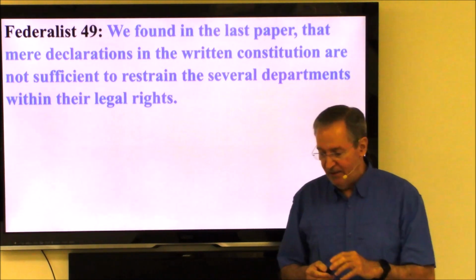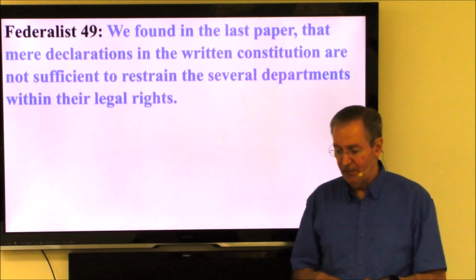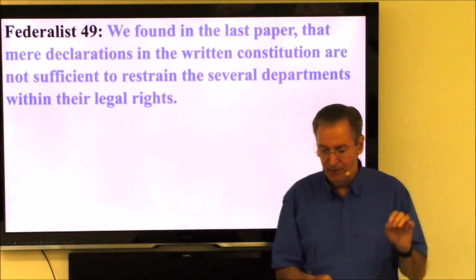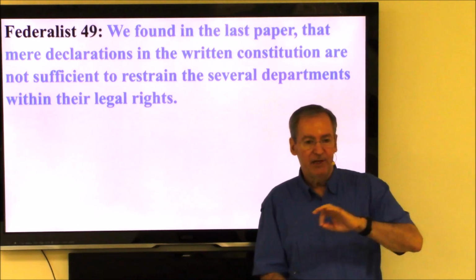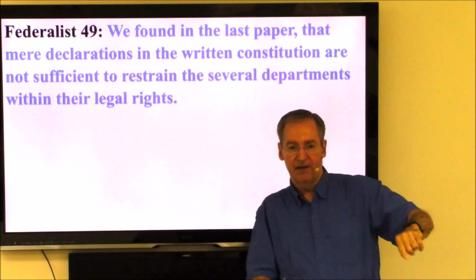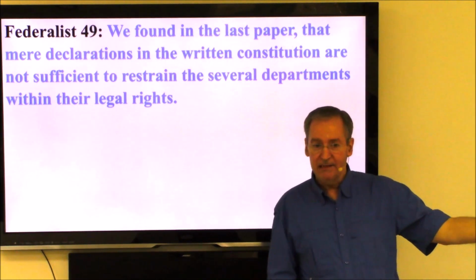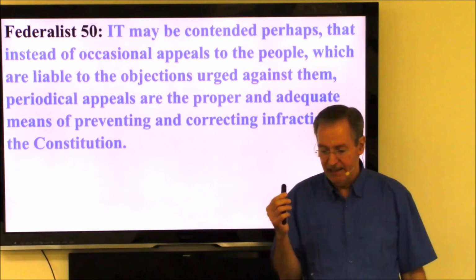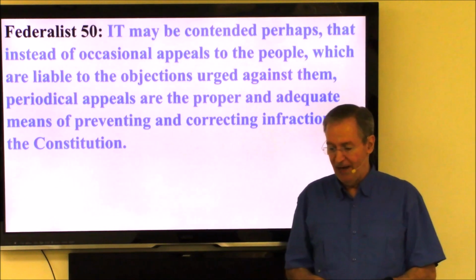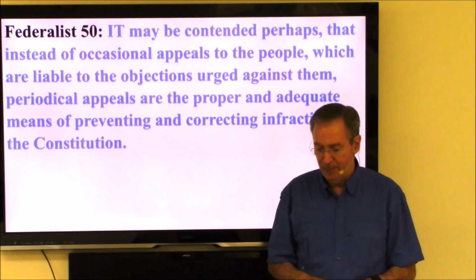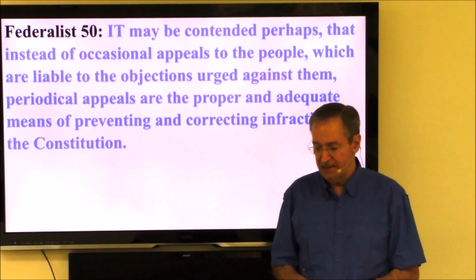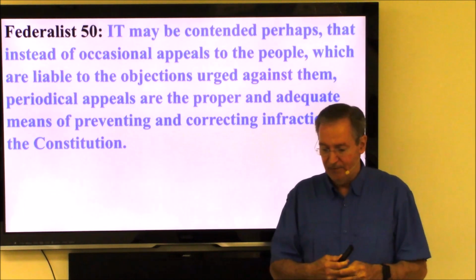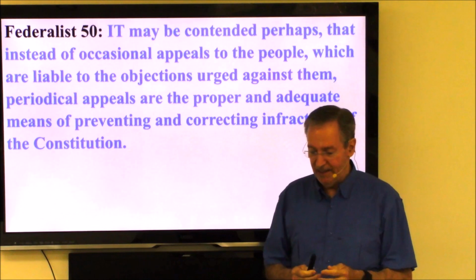Federalist 49, we found in the last paper that mere declarations in the written Constitution are not sufficient to restrain the several departments within their legal rights. So he's going through a series of things here. He's saying just writing it down is not going to make it. He said, I've already shown you in the one before this that just writing it down is not going to take care of it. It may be contended that perhaps instead of occasional appeals to the people, which are liable to objections urged against them, periodical appeals are the proper and adequate means of preventing and correcting infractions of the Constitution.